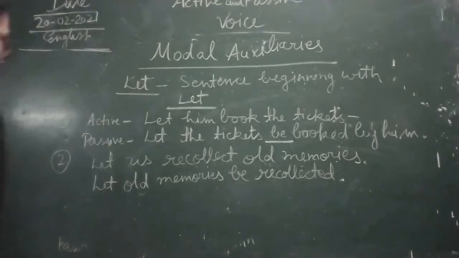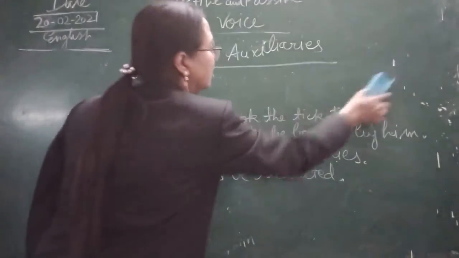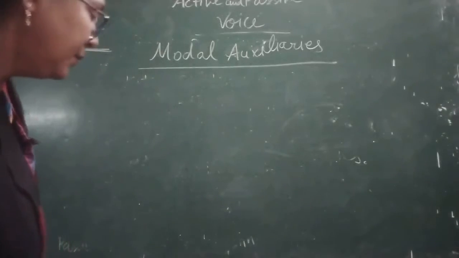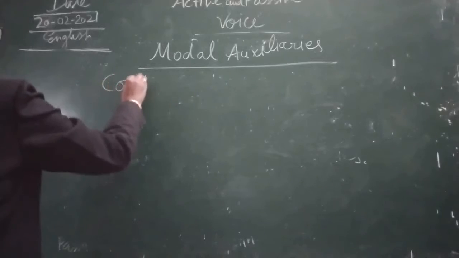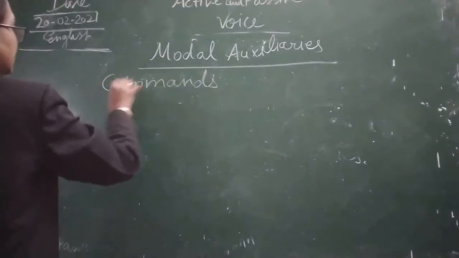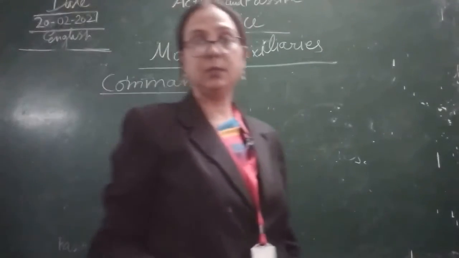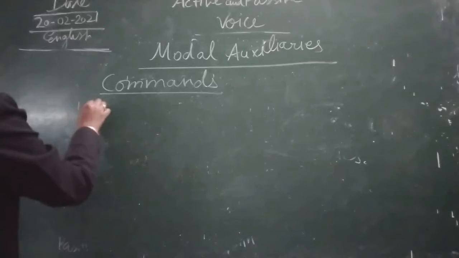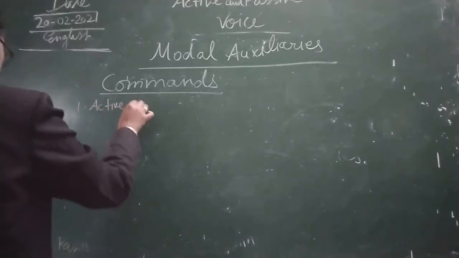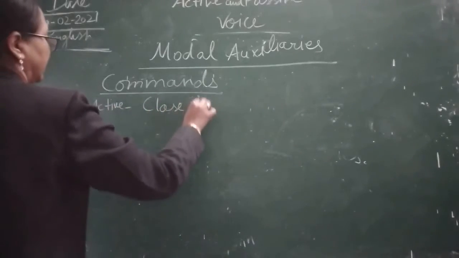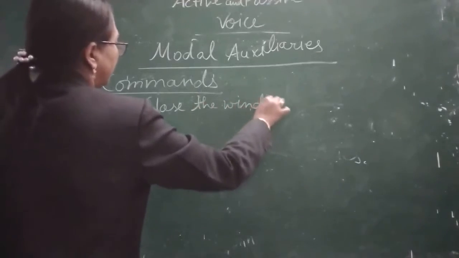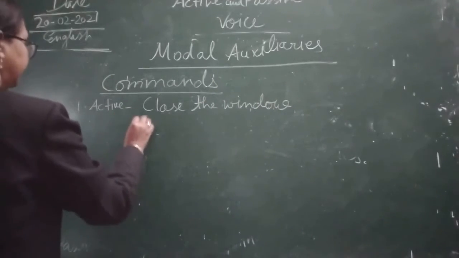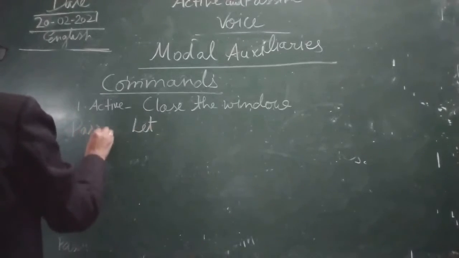Now we are moving to commands. If the sentence in active voice is written as a command, how will we convert it? Commands, children, as you all know, are orders, and this is the meaning of command. Now, if in active voice it is written, close the window, what will we change? Children, we will use let in commands also.